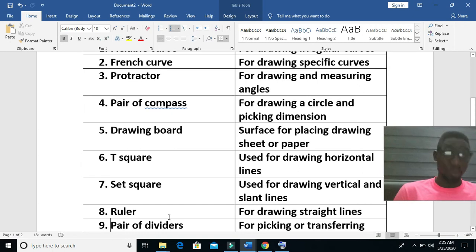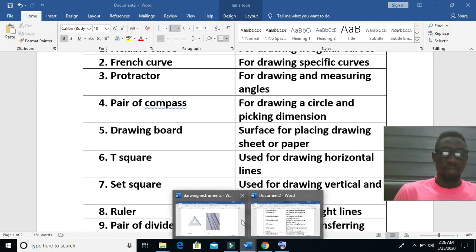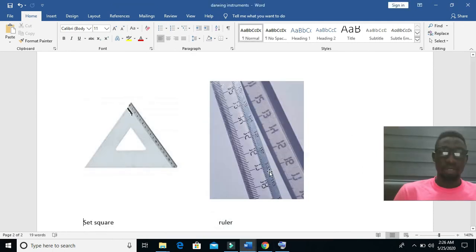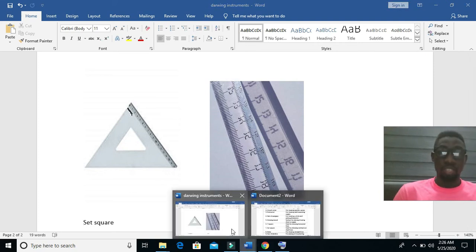It's a very common one. Everyone knows a ruler. It's used for drawing straight lines, and we have different types of ruler. There's an image of a ruler. You can see it's calibrated. Some will be calibrated in inches, some in centimeters, some in millimeters, as the case may be. It's basically used for drawing a straight line.